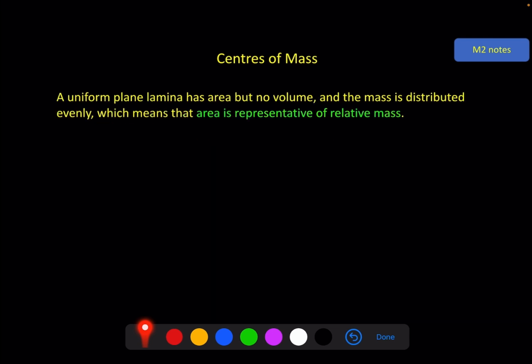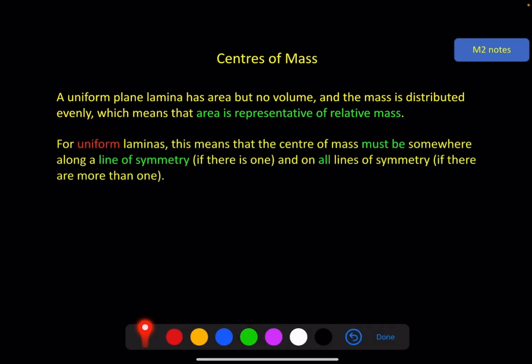So I've put that at the top of the next screen as well. That's the same statement. For uniform laminas, and this is very important throughout this video, these are uniform laminas, that means that the centre of mass must be somewhere along a line of symmetry. Like I said, if you take half of the area, that means you're taking half of the mass. And of course the centre of mass will be on the line where half the mass is on one side and half the mass is on the other side, so it will balance on that line. If there is one, but many of our standard shapes will have a line of symmetry. And it must be on all the lines of symmetry if there are more than one.